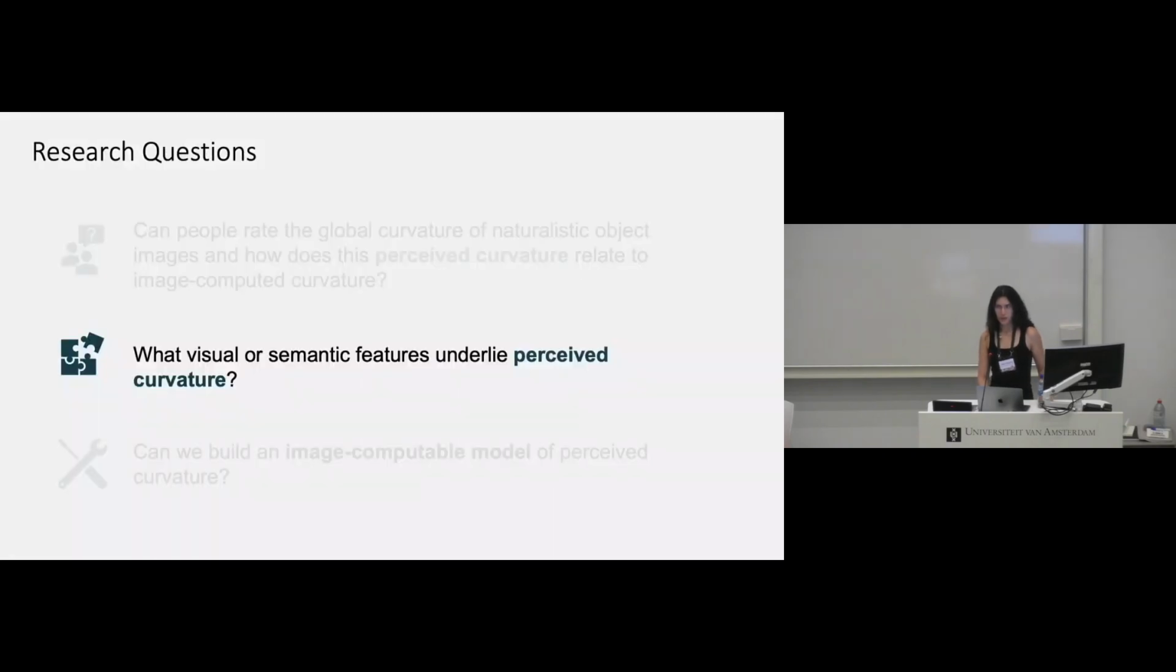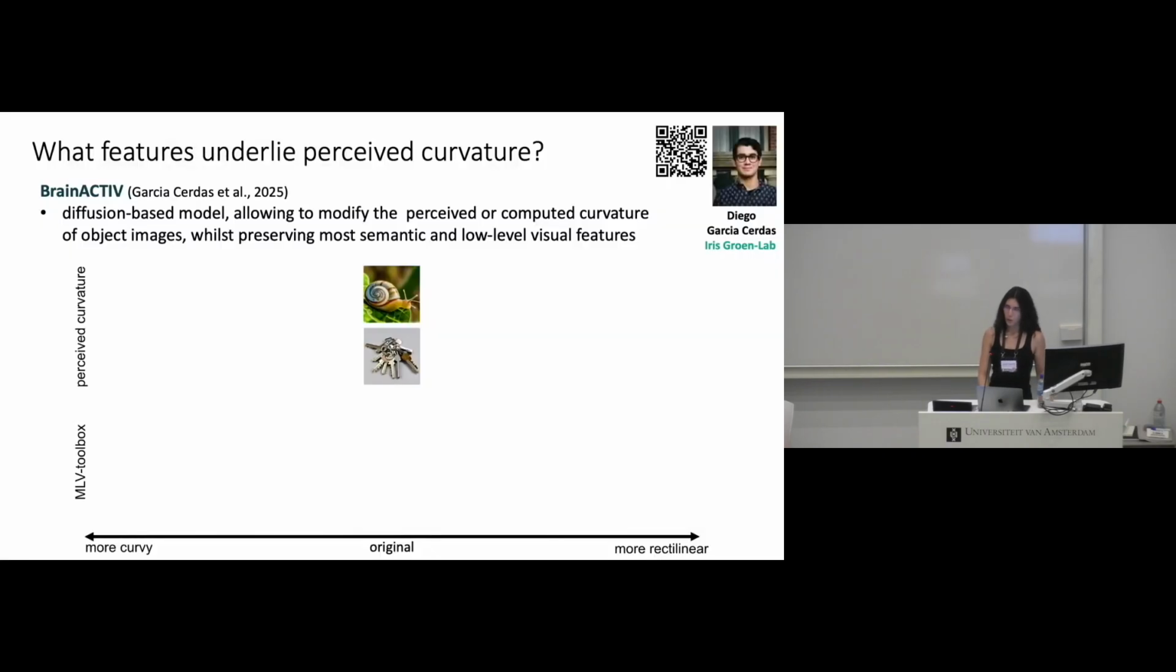But what is perceived curvature? Looking at the most and least curvy images already gave us a first impression, but we wanted to try another way to visualize the image features contributing to people's perception of curvature. Here we use a diffusion-based image generative model from our collaborator Diego. The cool thing about this approach is that it allows us to modify the perceived or computed curvature of a given object image whilst preserving most of the original image's low-level visual and semantic features.